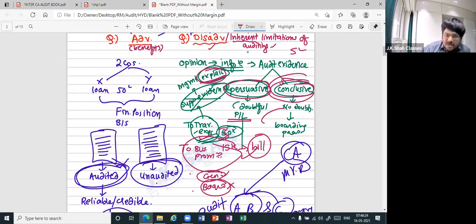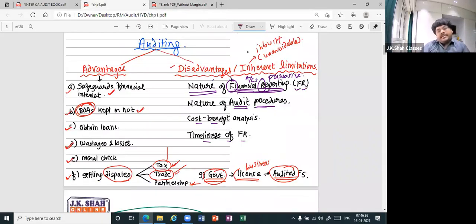But can I do anything about it? No. Why? Because law is only like that. So the nature is only like that. I cannot perform every procedure. I have to restrict my procedure. That is the meaning of nature of audit procedures. Now do you understand? Okay.